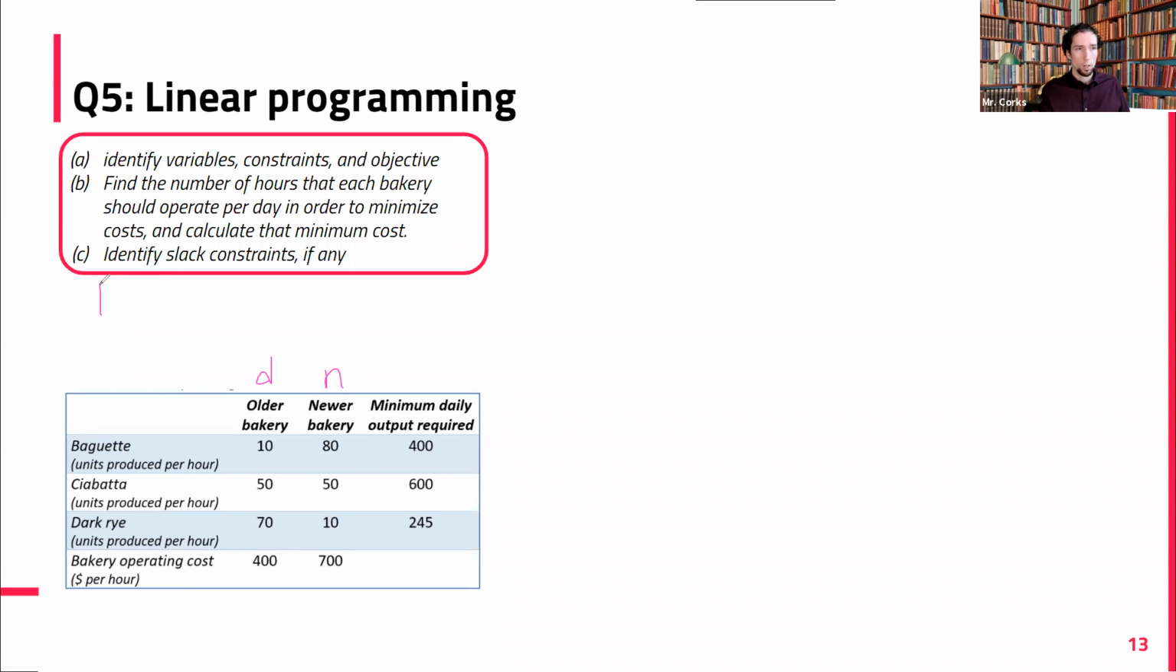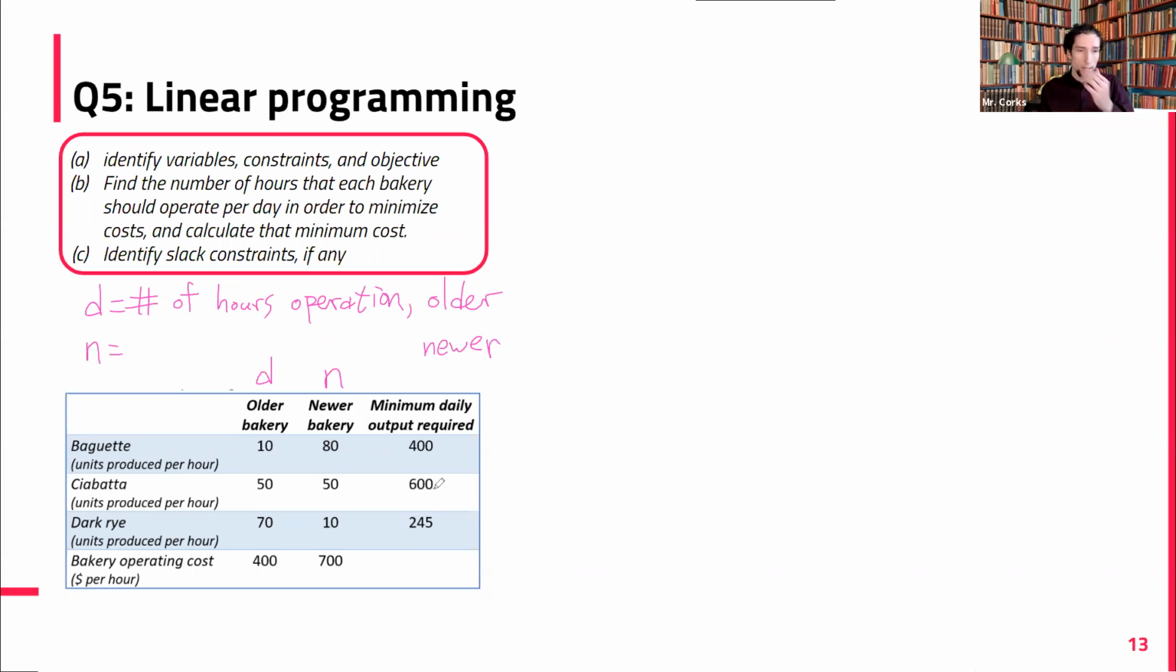So D here would be number of hours of operation for the older bakery, and then N as the same thing, but for the newer bakery. Okay, how do we figure that out? How do we know that?